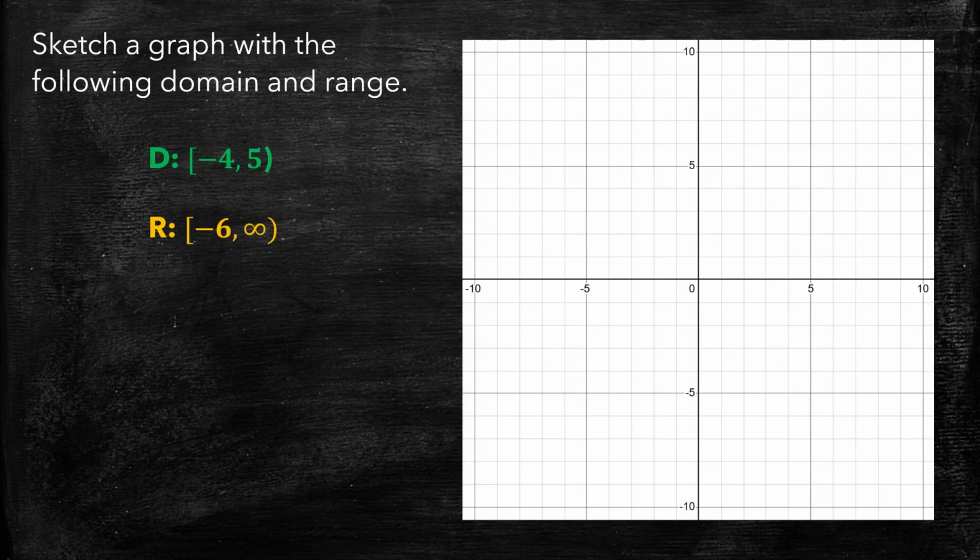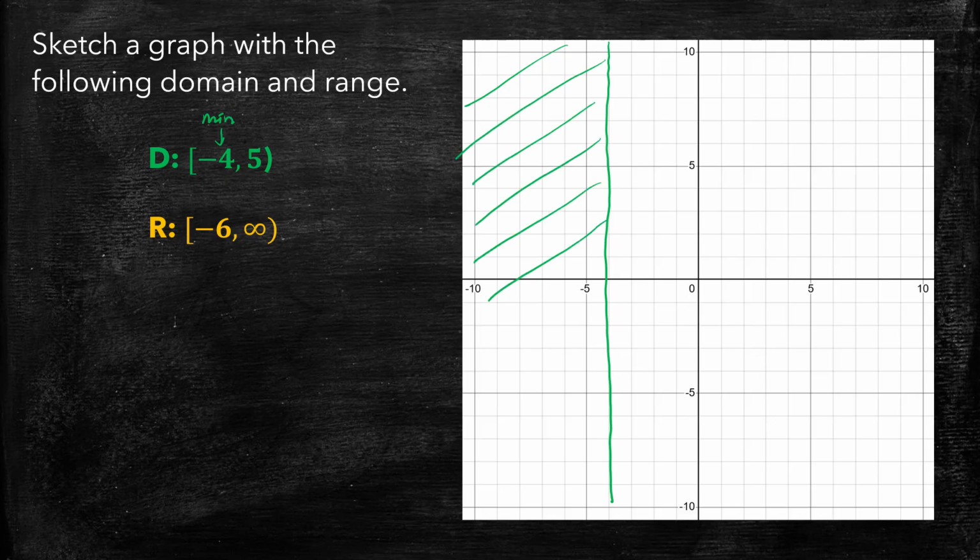So for our last practice problem, we're going to change things up a bit, and we're going to sketch a graph with the given domain and range. Let's set our parameters. This is the minimum x can be, so it can't go below -4. I'm going to put a vertical line at -4, and I'm going to cross this area out because the graph cannot deviate into this area.